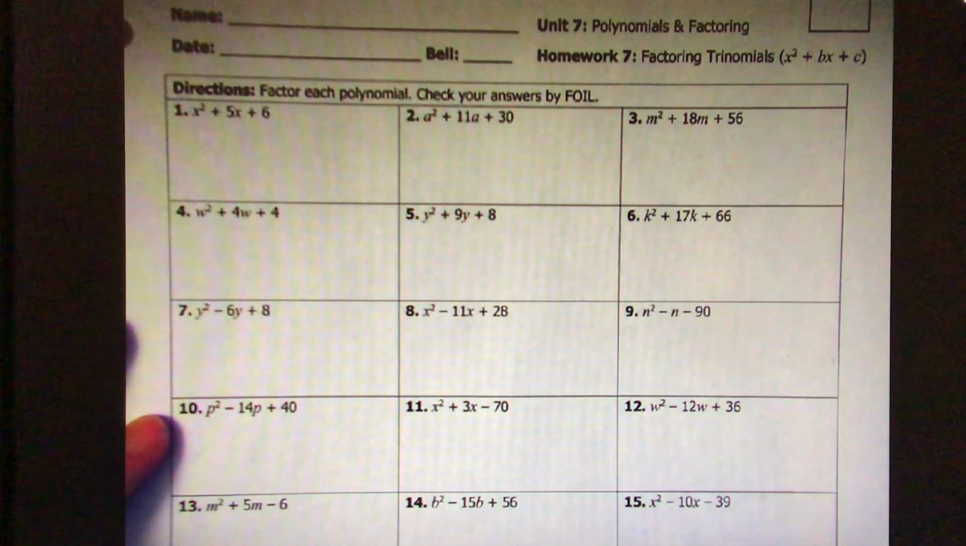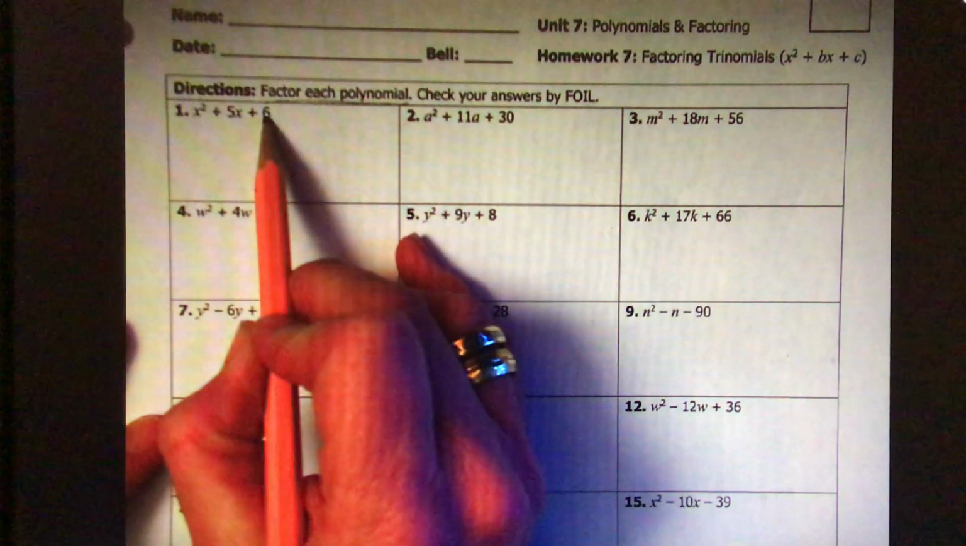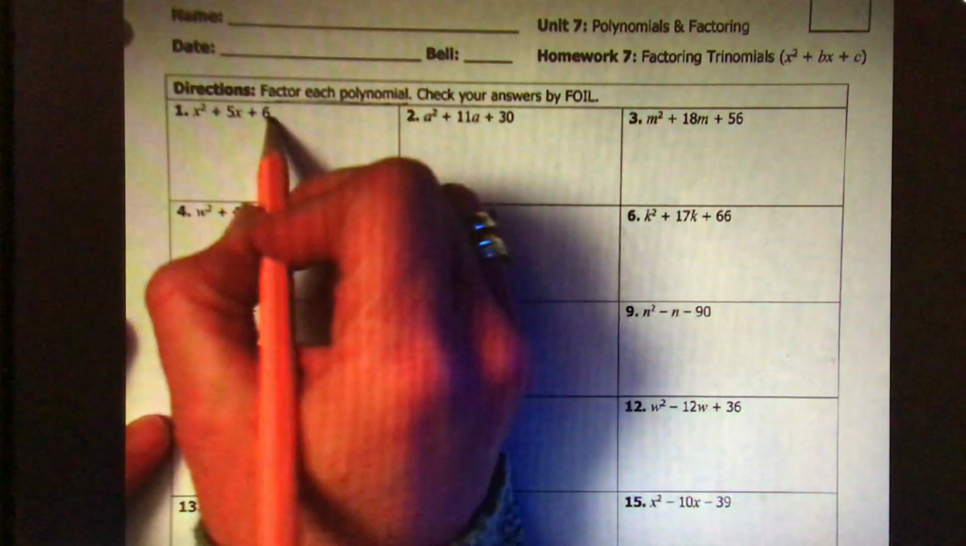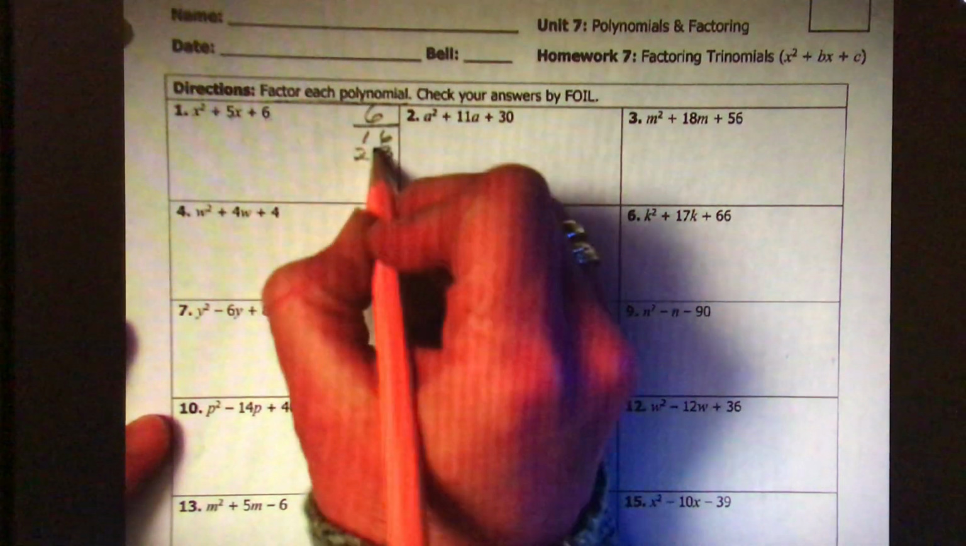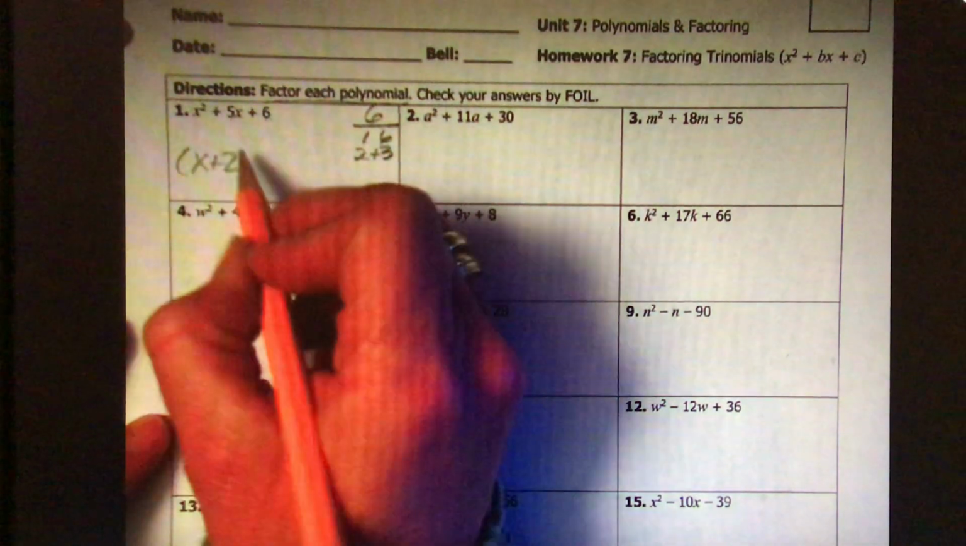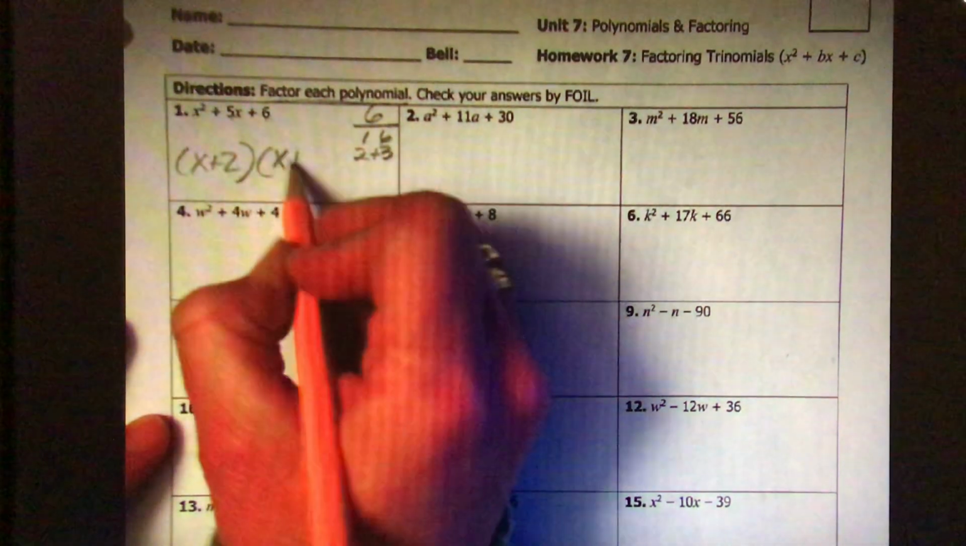Okay. So again, I'm factoring each polynomial. So I am now looking for terms that multiply to this and add to get that. 6, 1 and 6, and 2 and 3. Oh, 2 plus 3 is 5. I think I just got my answer. So I've got x plus 2 and x plus 3. 2 plus 3 is 5, bingo.